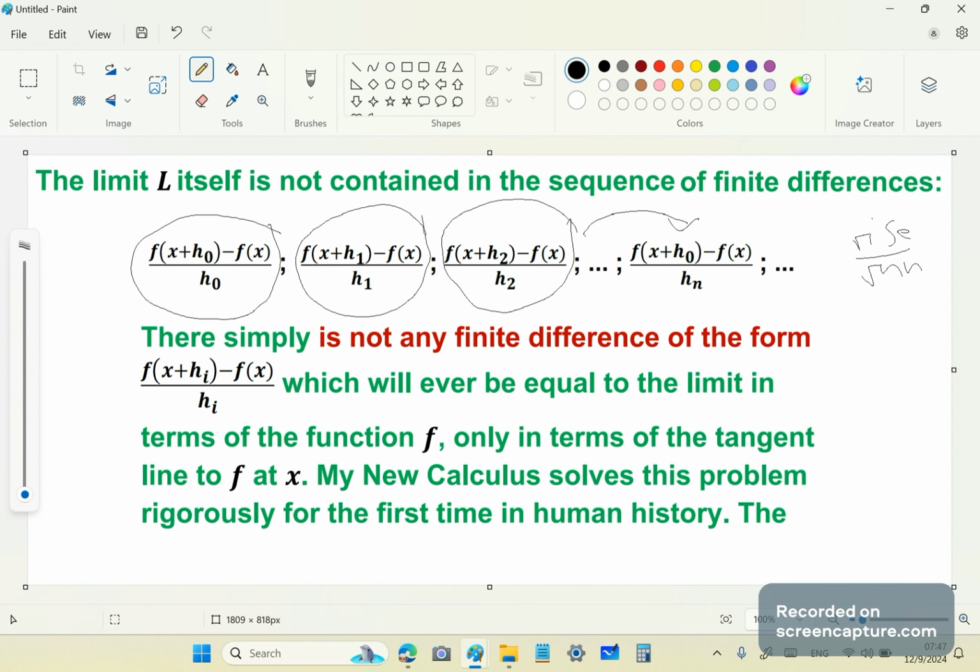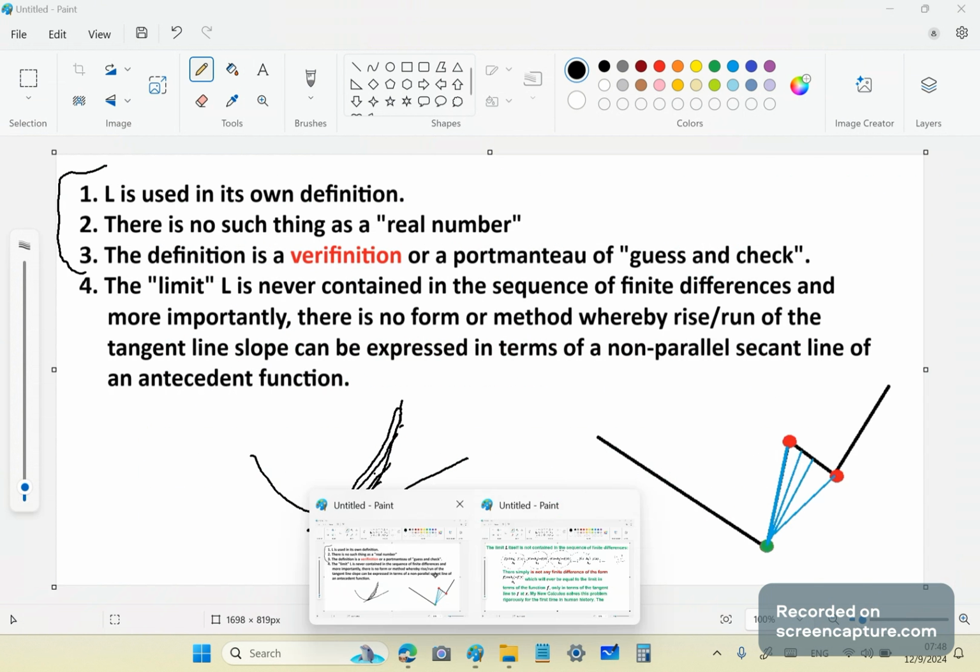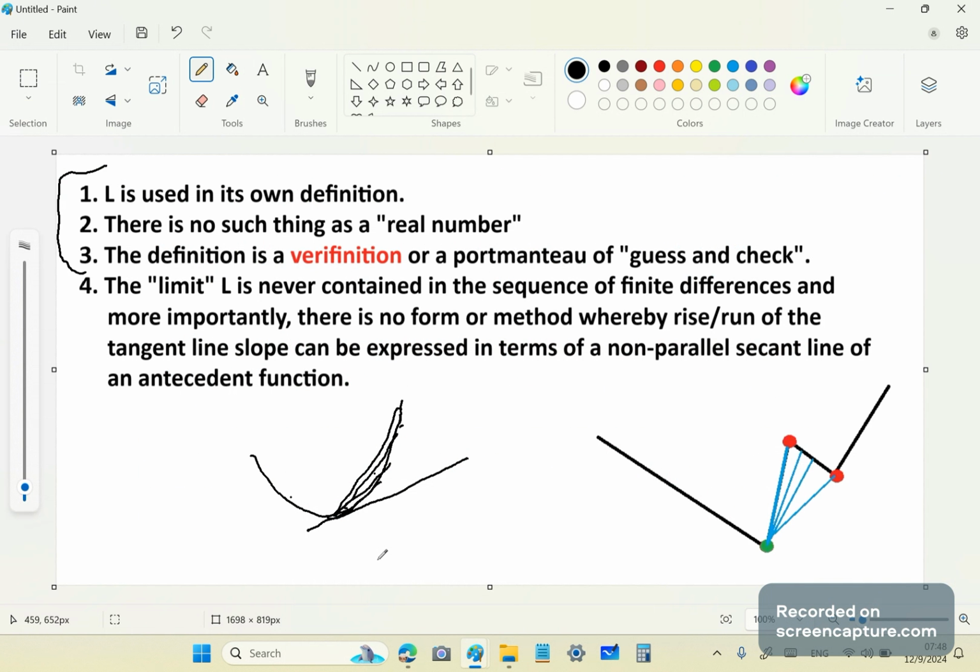And the reason for that is that in the new calculus, you're using a parallel secant line, not a non-parallel secant line. So in the new calculus, any parallel secant line will represent the same slope as a derivative. And that's why the new calculus is 100% rigorous. And your bullshit mainstream calculus is just a pile of crap, which has always been.